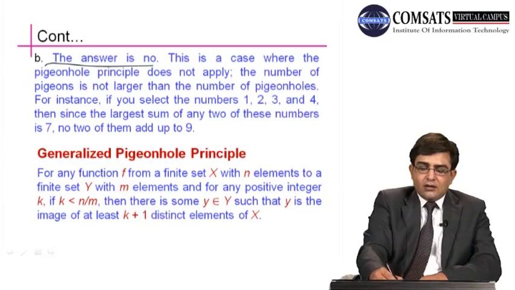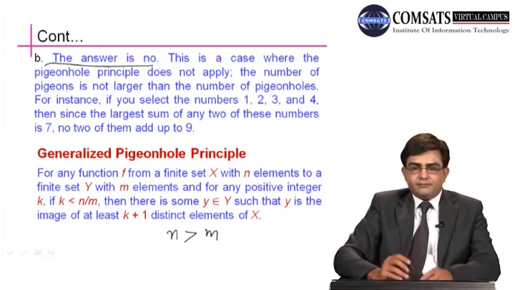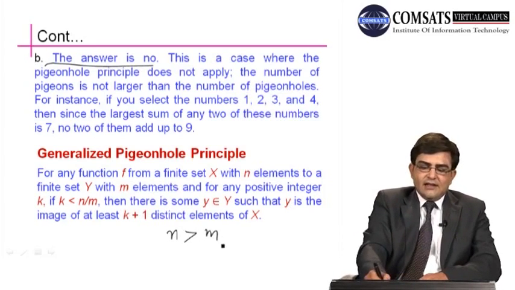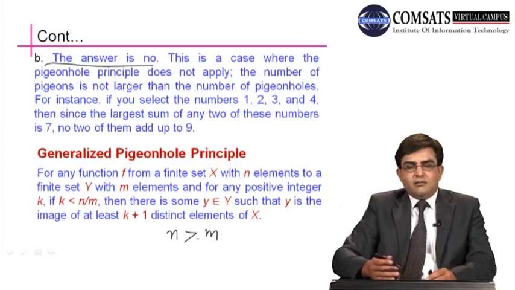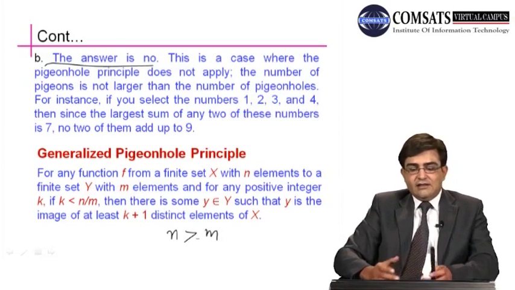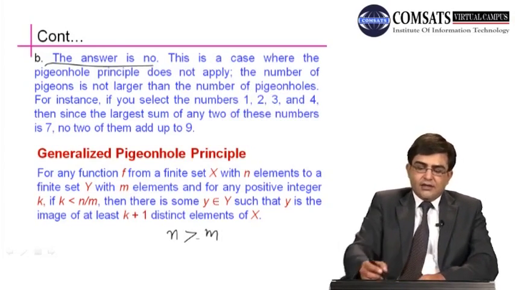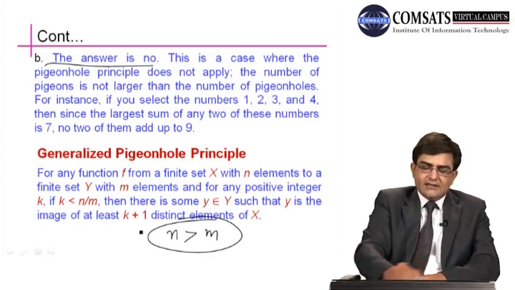Here obviously n must be greater than m. If n is less than m, then k is basically some decimal number, and there must be some problem. So here it is obvious that n is greater than m.